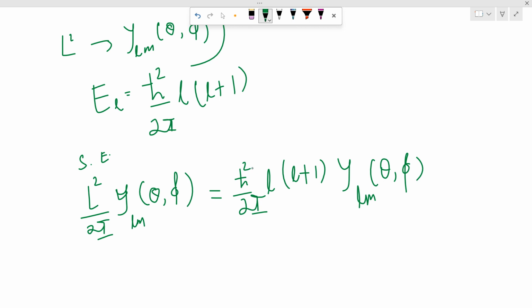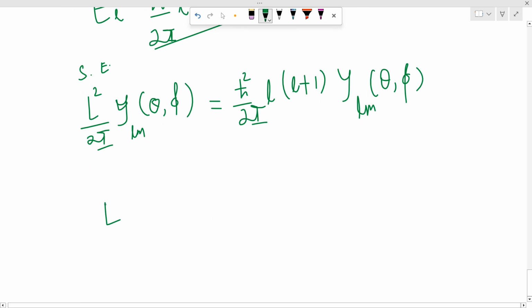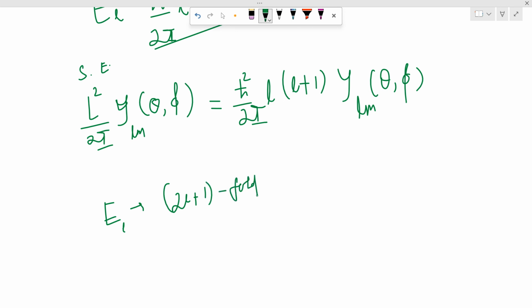Now you can see this energy does not depend on the quantum number m. What does it mean? It means that there are 2l plus 1 eigenstates, like Y l minus l, Y l minus l plus 1, and so on, corresponding to the same energy. So the energy level E l is 2l plus 1 fold degenerate. This is the degeneracy of the energy state.